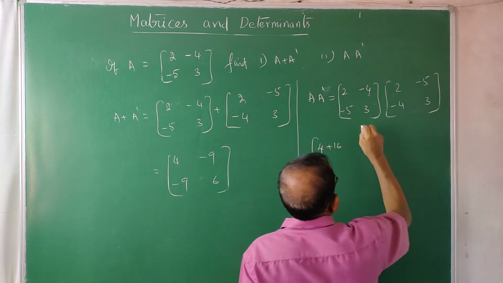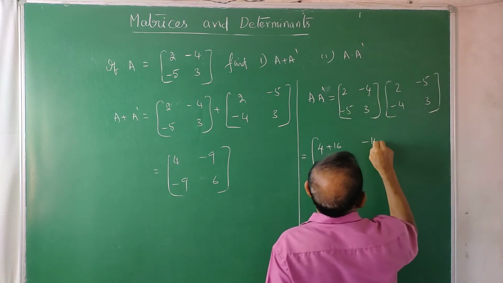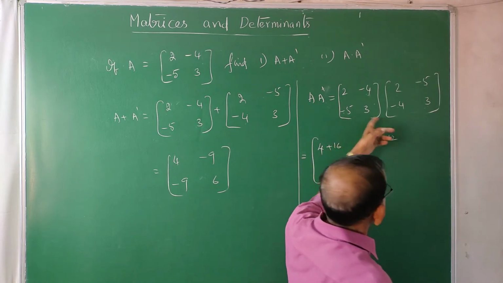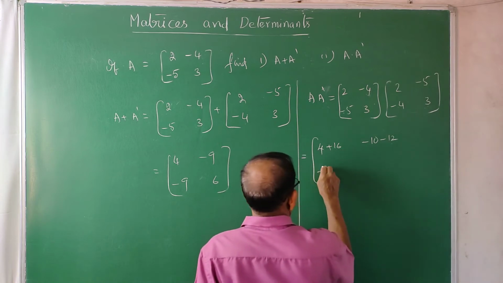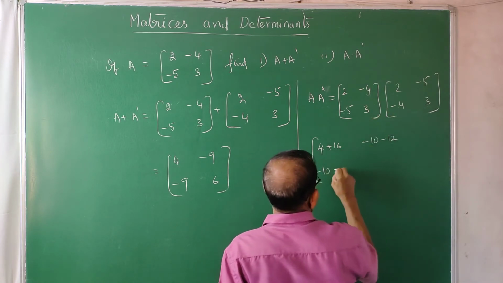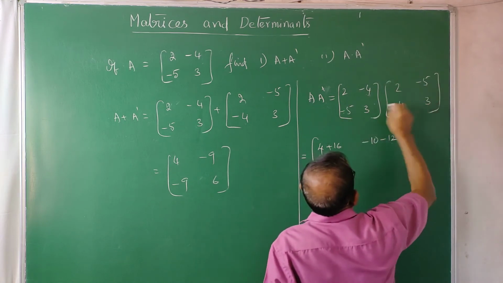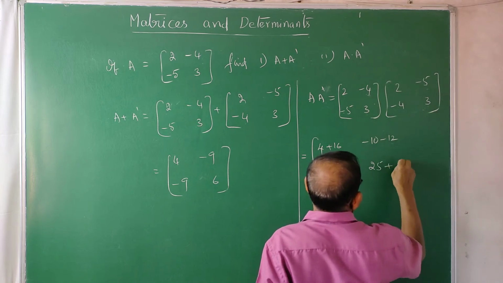First element is over. Now same row with the second column, 2 into minus 5, minus 10, minus 4 into 3, minus 12. Now with the second row, multiply with second row, minus 5 into 2, minus 10, plus 3 into minus 4, minus 12. Now second row, second column, minus 5 into minus 5, 25, plus 3 into 3, 9.